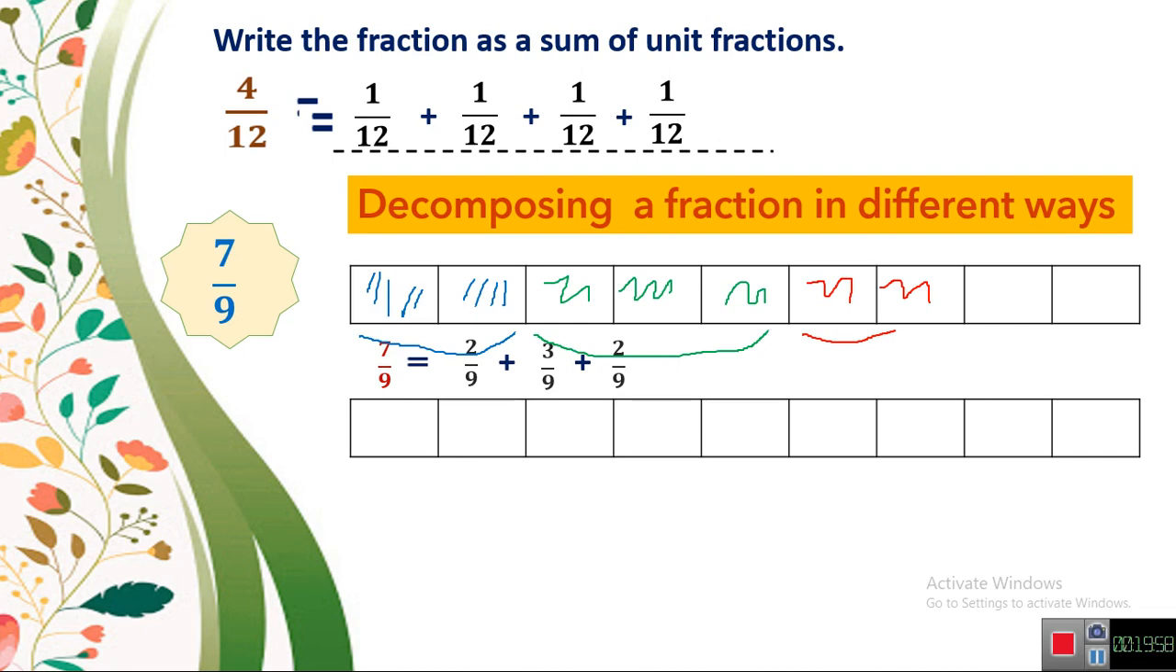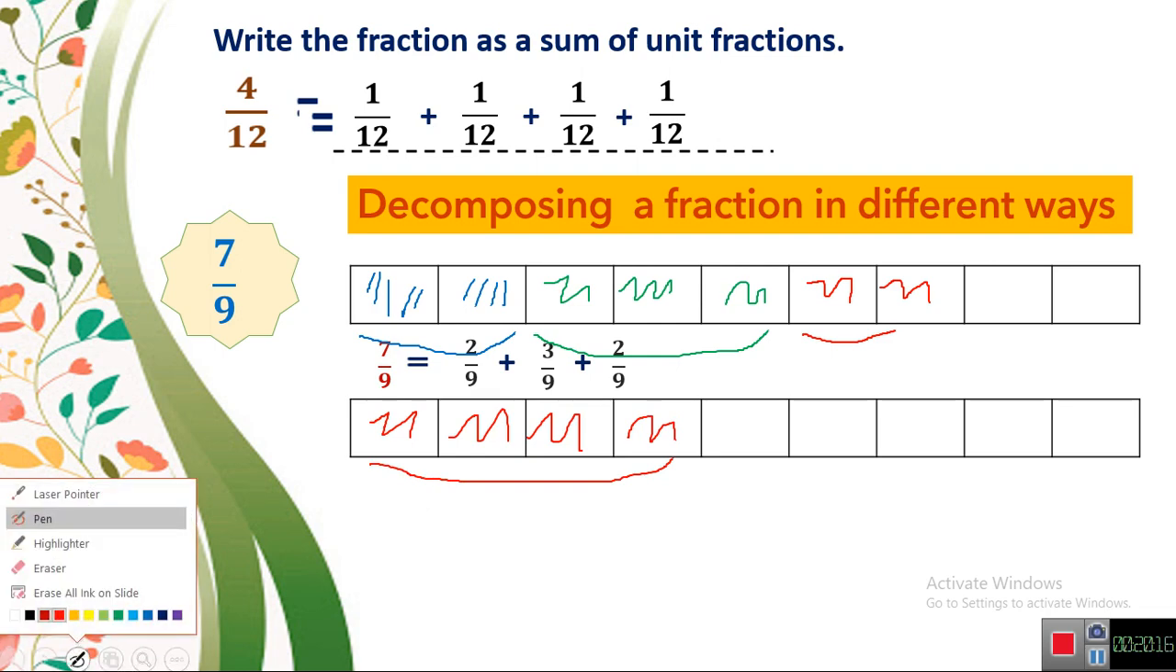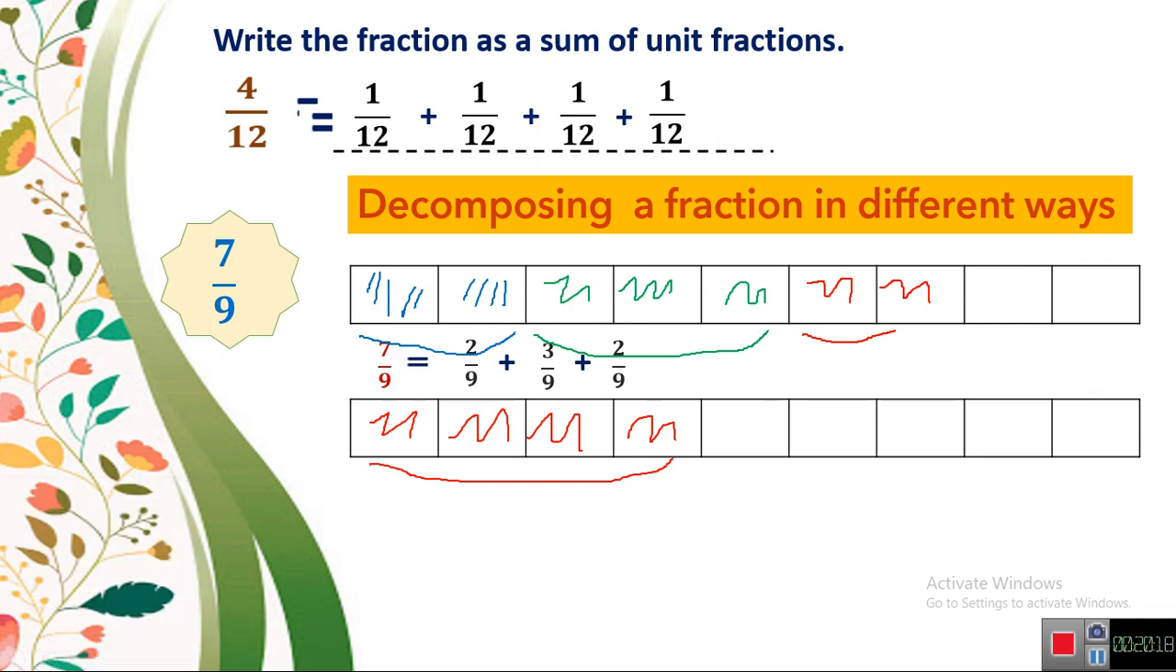So let me take this time 4 parts. So 1, 2, 3 and 4 parts. Okay, so I have my first addend in here. That's 4 ninths. Now I'll choose another color. I'll choose a brown this time. In this case now I want to shade say 2 parts, and then my next addend would be 2 ninths.